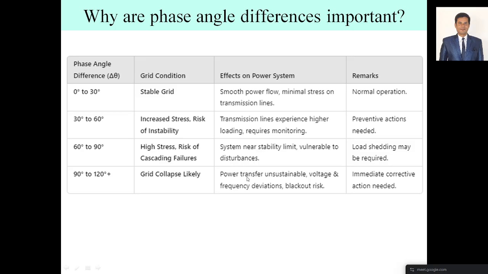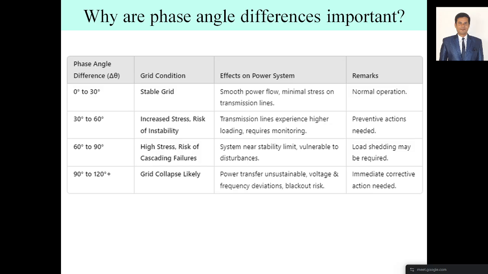Power transfer is also the same. There are chances of high power transfer, unsustainability, and voltage and frequency deviations. Then finally the blackout risk will take place. Immediate corrective action should be taken. But that cannot happen in a fraction of time. It will take a long time.